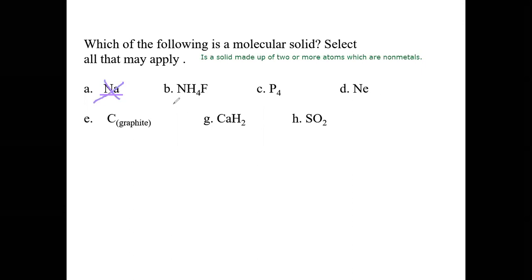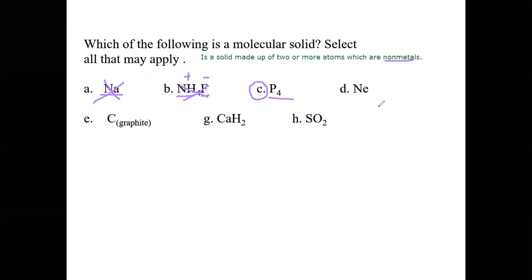We look at the next one, ammonium fluoride. Here it all has nonmetals. However, these are not atoms. These are ions. We have the ammonium ion, which is positive charge, and the fluoride ion, which is negative charge. So this cannot be a molecular solid. It's an ionic solid. Next, we go to P4. Phosphorus is a nonmetal, and it has two or more atoms that are nonmetals. So this is a molecular solid.